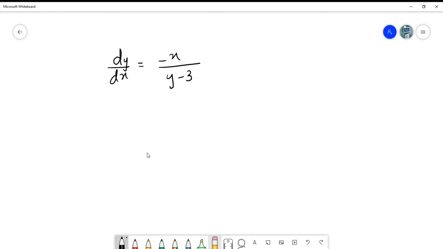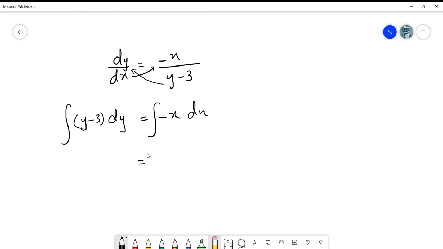This one seems pretty straightforward, and all we have to do is bring dx on this side first, which will leave us with minus x dx, and we can take y minus 3 on that side. So essentially we can cross multiply. This is what we'll end up with, and all we have to do now is integrate both sides. Now integration of y minus 3 would be y squared by 2 minus 3y, and the integration of this would be minus x squared by 2 plus c.